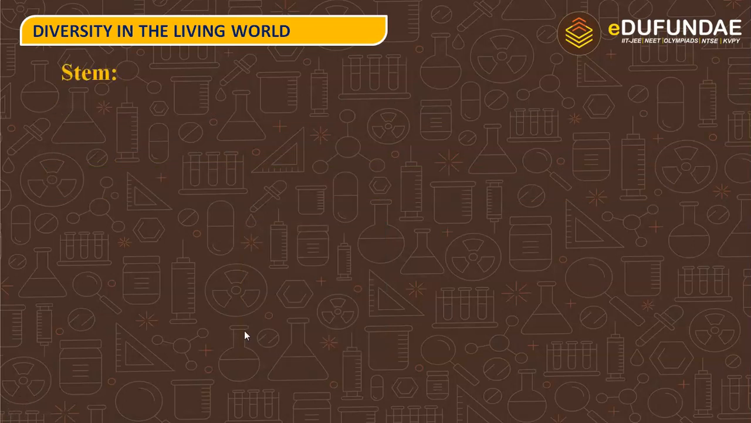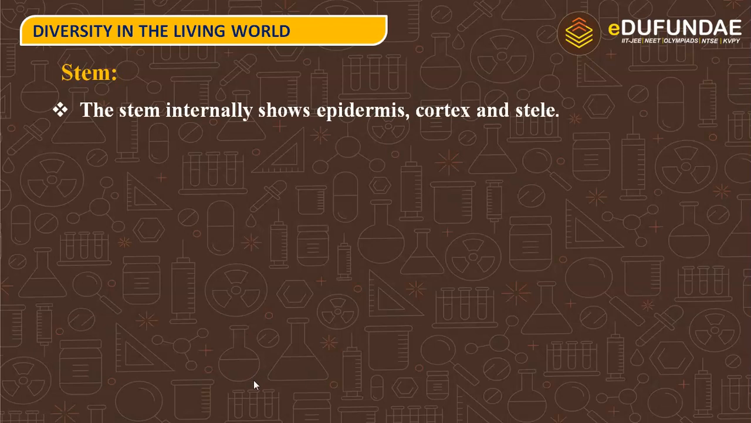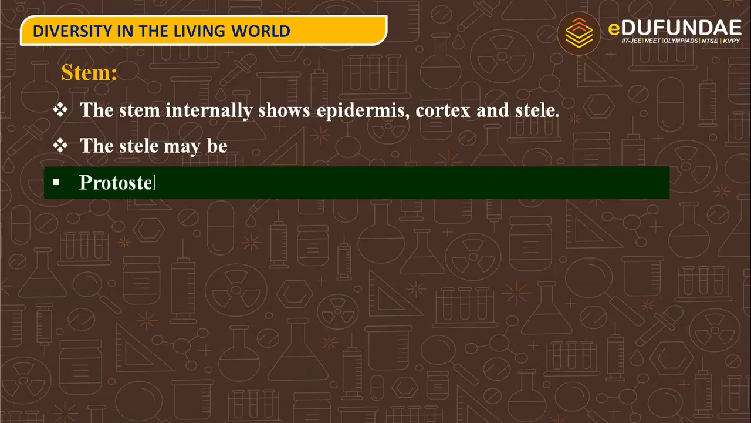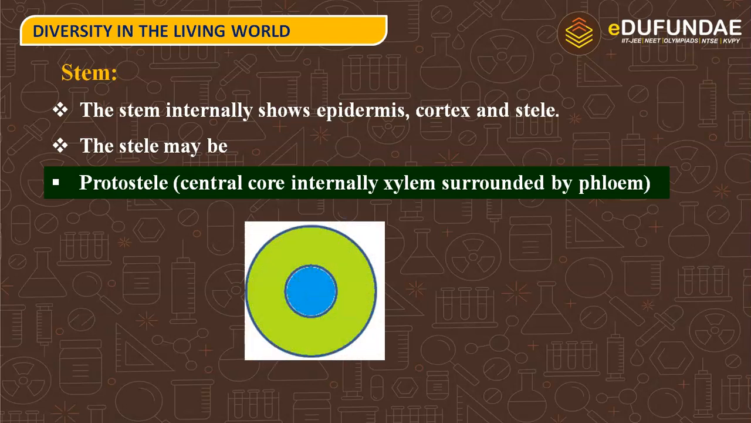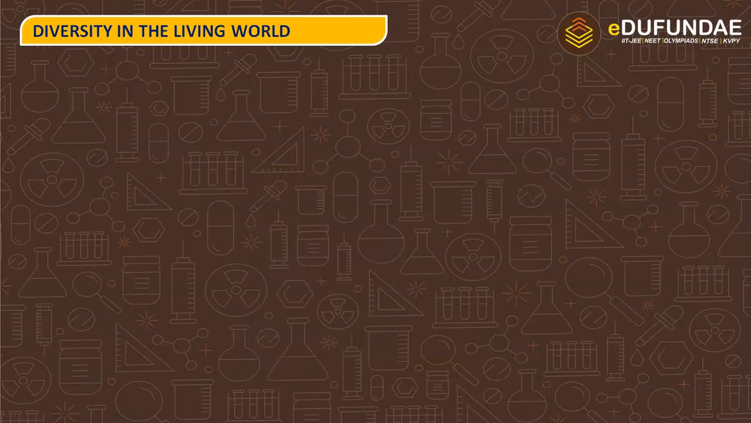First, let us discuss the stem. The stem internally shows epidermis, cortex and stele that we see in the transverse section. The stele may be protostele, and protostele is central core internally xylem surrounded by phloem. So when the phloem surrounds the xylem, what do we call that situation? Protostele. So this is the representation of the same. We have phloem that is surrounding the xylem and this is the protostele.